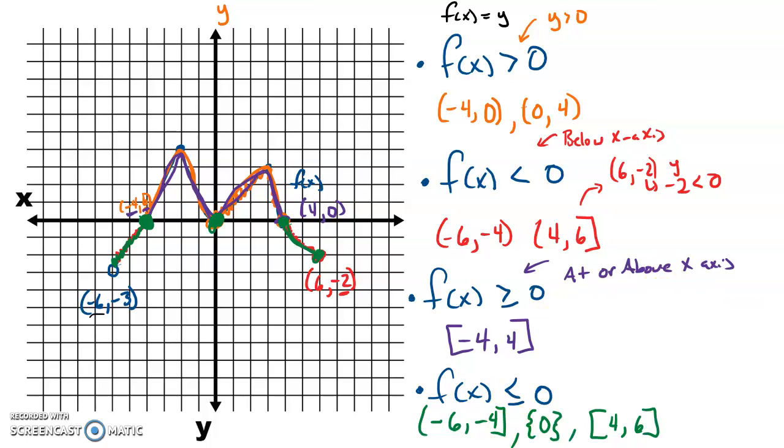So again, a little bit different to think about, but again, the first one was above, second one was below, greater than or equal to is at or above, and then less than or equal to would be at or below.